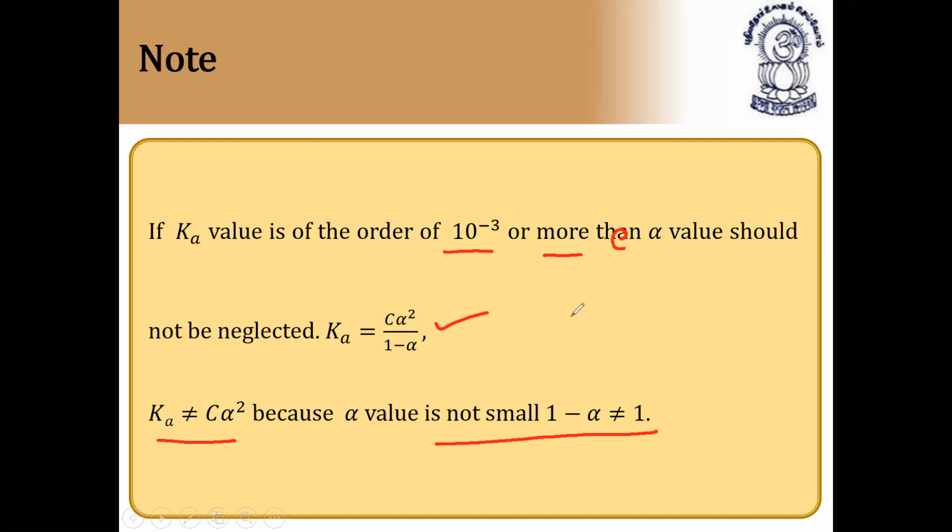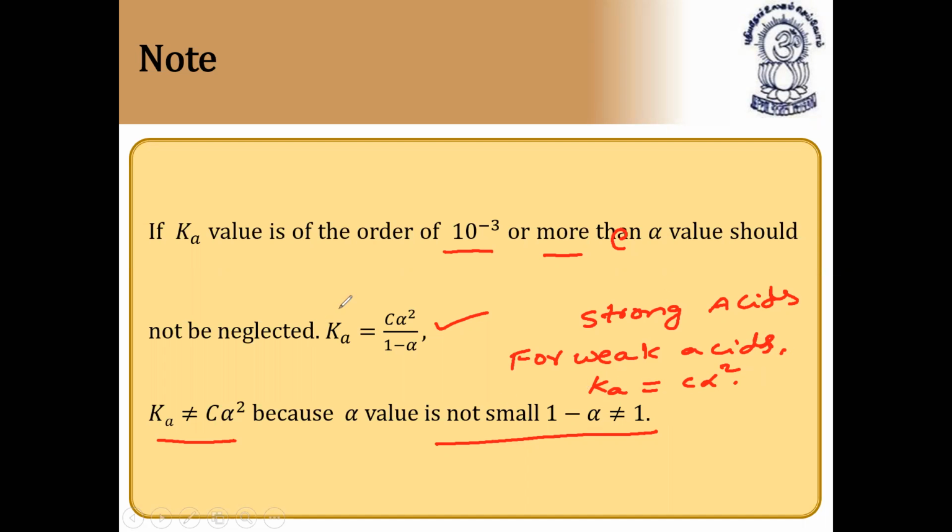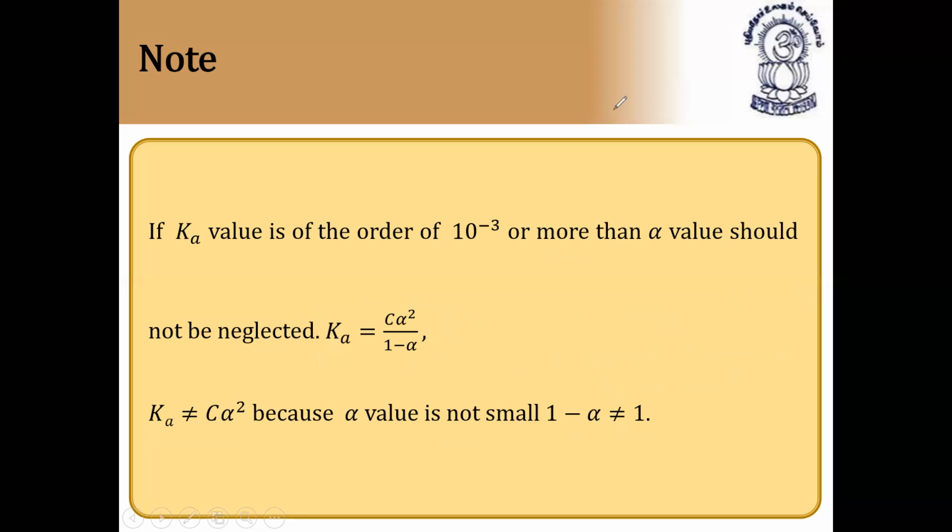So in which cases will we get this? For strong acids, we get this. For weak acids, 1 minus alpha is neglected. So for weak acids, Ka is always equal to C alpha square only, because 1 minus alpha is neglected. But for strong acids, Ka is equal to C alpha square by 1 minus alpha, because for strong acids the Ka value is of the order of 10 to the power of minus 3 or more. So please note this down, very, very important.